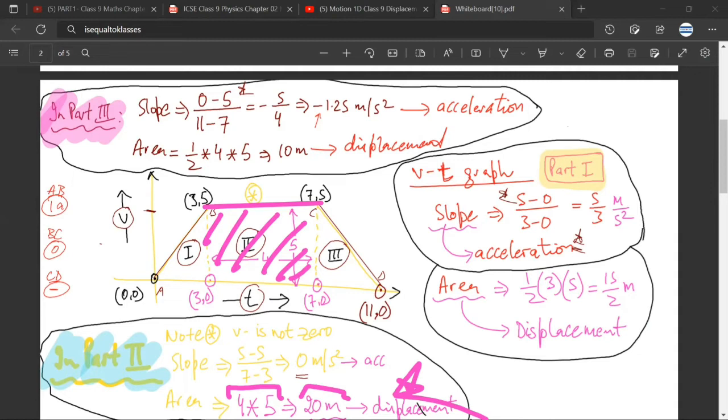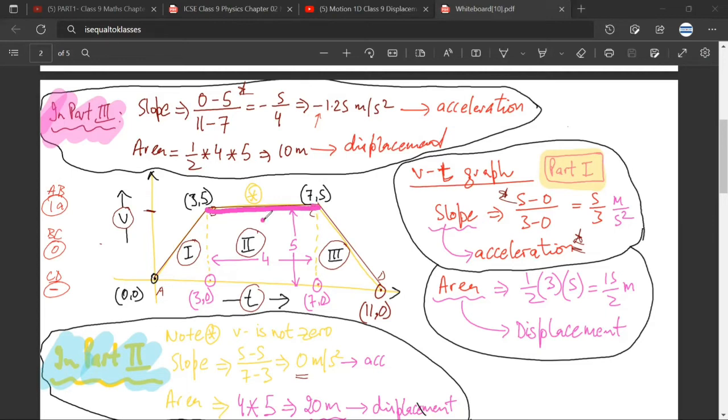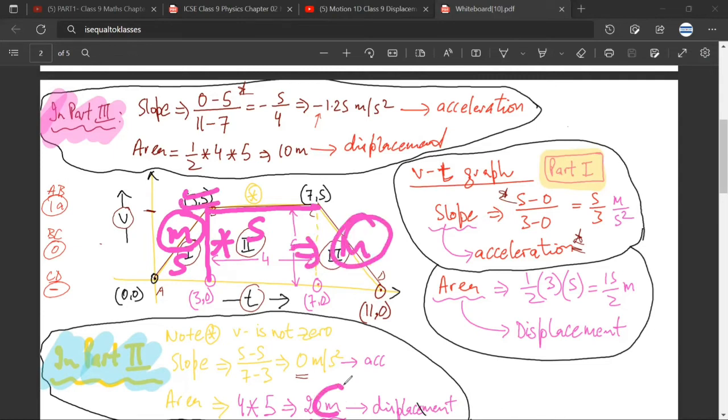Avantika, any doubt? No. Now I'll try to explain something to you, check whether it is making sense or not. See, this part is time given in seconds. This part is velocity, meter per second. If I multiply meter per second into second, I will get meters. And that is why the area under the curve is giving you meters.